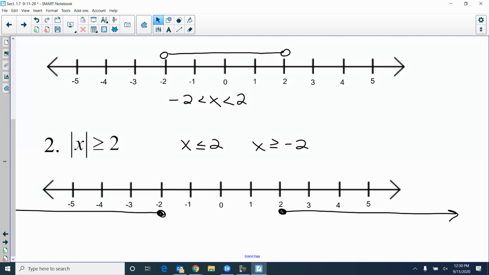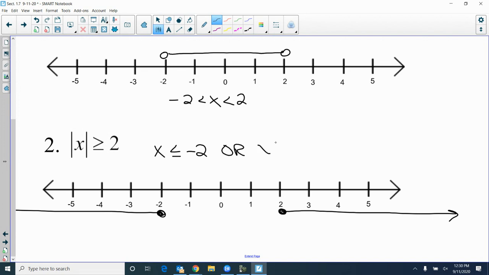Now, they don't overlap because 0 doesn't work, because the absolute value of 0 is not bigger than 2. 1 doesn't work. Now, how would you describe this using inequalities? You would say x is less than or equal to -2 or x is greater than or equal to 2. You have to use that word or when describing that, okay? All right, now flip it back over.